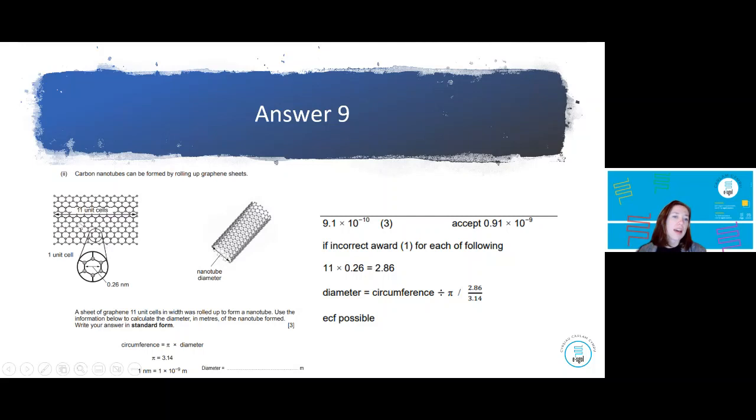Now it's told you that the circumference is 11 unit cells, and if each one of those is 0.26 nanometers, then you need to multiply 11 by 0.26. That gives you 2.86 nanometers. And then you need to rearrange that equation to give you diameter is circumference divided by pi, so that's 2.86 divided by 3.14, which will give you the answer that is needed for the diameter. Okay, so well done if you got that correct.